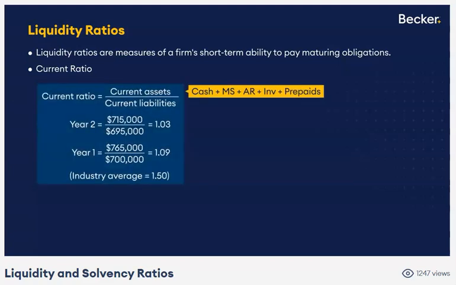Why? Because your numerator is not just cash or cash equivalents. You've got receivables, inventory, prepaids. You're assuming that stuff is liquid, and liquid enough to pay your denominator, and all the current liabilities have to be paid in cash. So the current ratio is one way of measuring short-term risk.